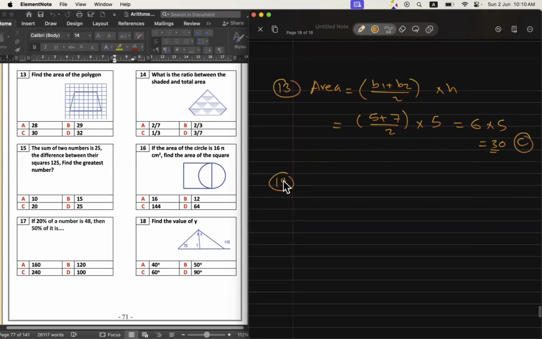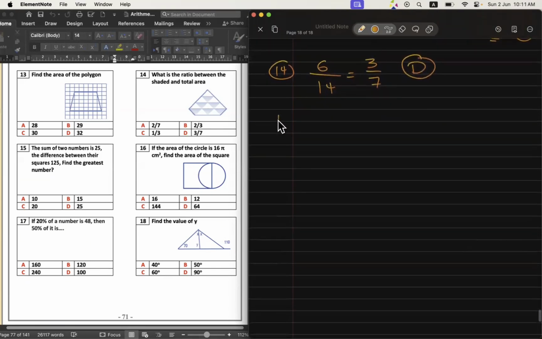Question 14. What is the ratio between the shaded and the total area? We'll just count the number of shaded triangles: 1, 2, 3, 4, 5, 6. So it will be 6 over the total number of triangles with the same areas: 1, 2, 3, 4, 5, 6, 7, 8, 9, 10, 11, 12, 13, 14. So it will be 6 over 14, divided by 2 for both numerator and denominator, so it will be 3 over 7. So the answer is D.